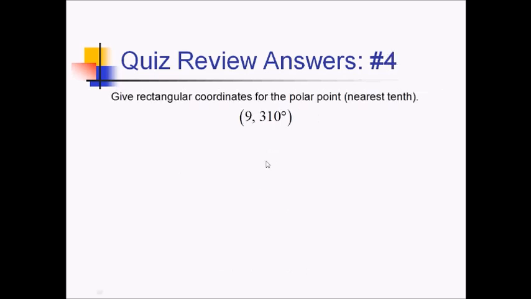For this problem, we're trying to convert polar coordinates into rectangular coordinates. We're starting with an r and a theta, and we're trying to get an x and a y out of it. So to do this, we need our formula that tells us the connections between these things.